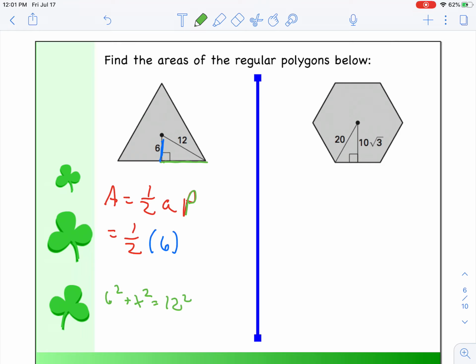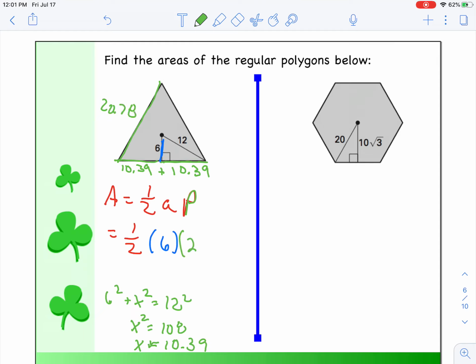So to find this part of the perimeter, I'm going to take 6 squared plus x squared and set it equal to 12 squared. And when I subtract and take the square root, that gives me x squared equals 108. So x is the square root of 108, or approximately 10.39. Remember, this is 10.39, but so is this half, 10.39.